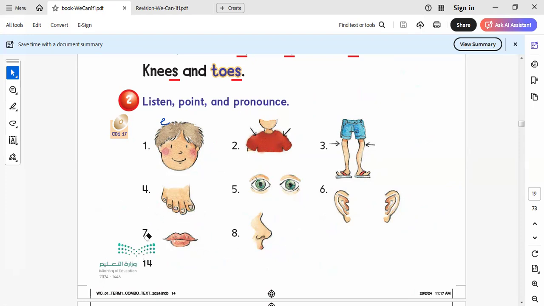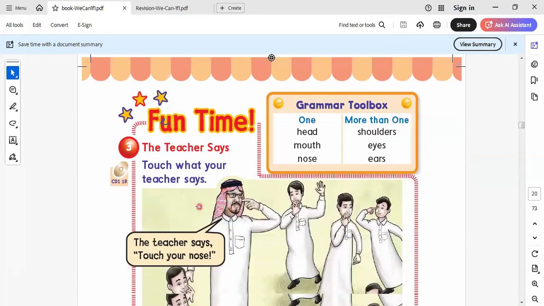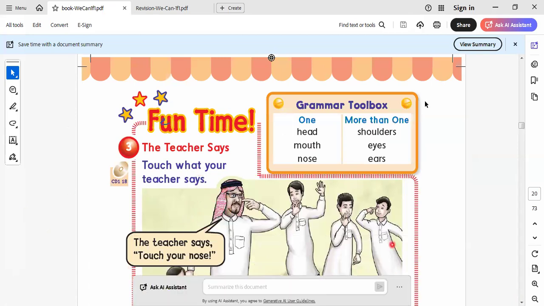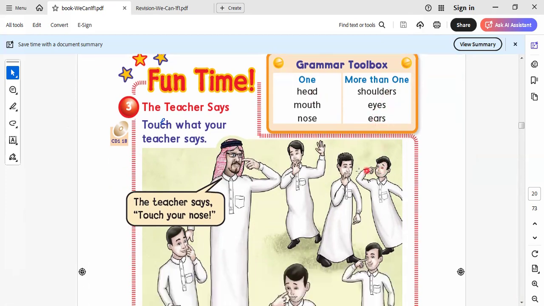Let's go to another item in this part. Here we say "fun time" also. We talk about things that we have one of, and things that we have two of. Here we have head, mouth, and nose. Things we have two of: shoulders, eyes, and ears. Okay.